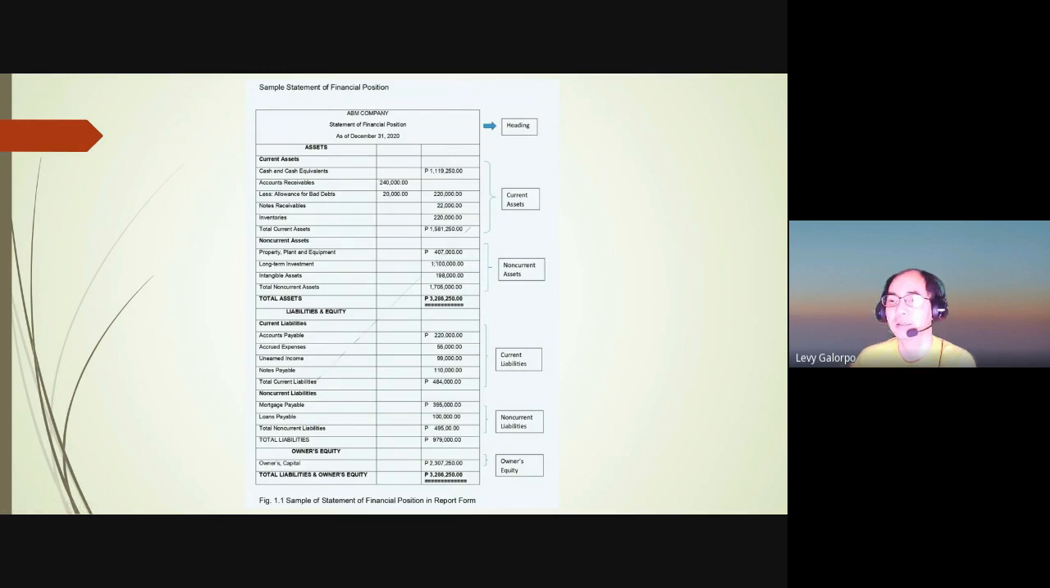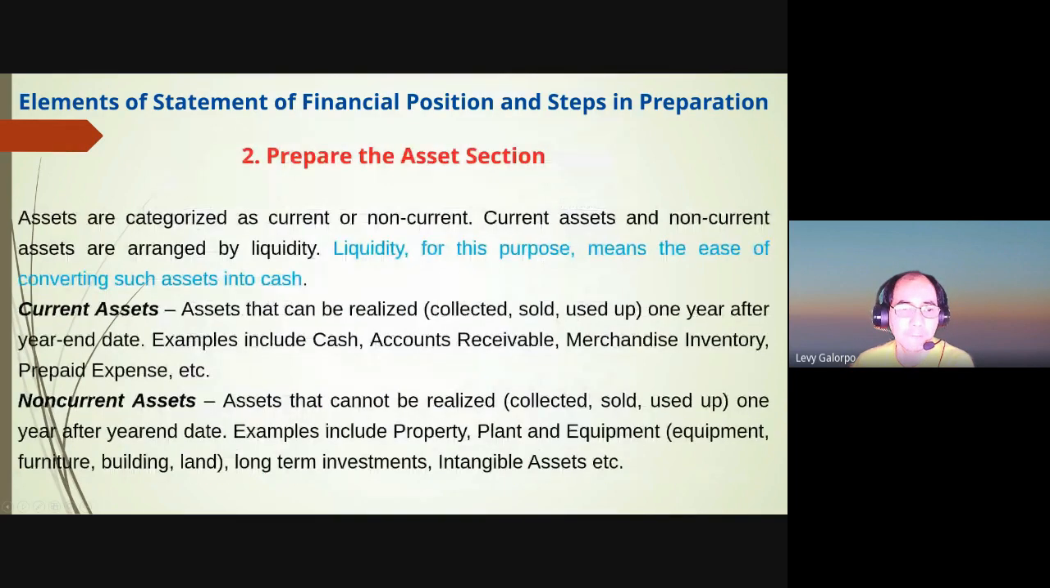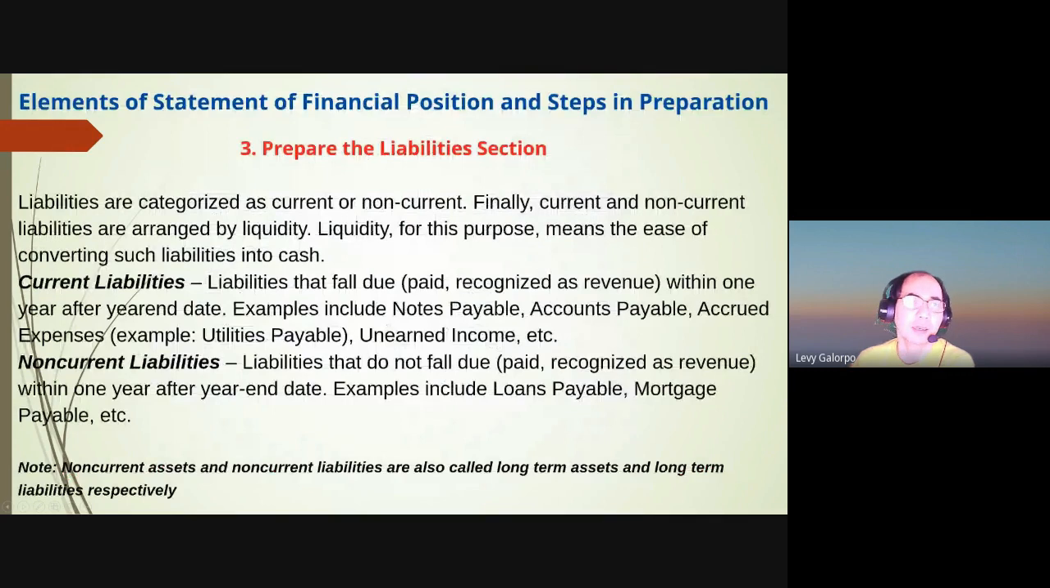Pansin nyo, di ba? So, ano ba itong liabilities? Liabilities are categorized as current or non-current. Finally, current and non-current liabilities are arranged by liquidity. Liquidity for this purpose means the ease of converting such liabilities into cash. Okay? So, kabaligtaran nung sa asset, no? Ito naman ay, syempre, more on ibabayad mo siya. Settling the obligation.